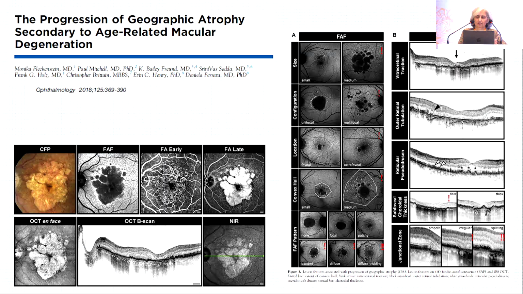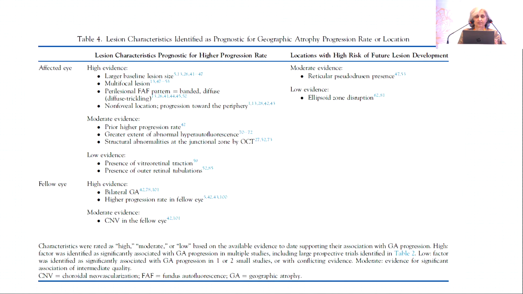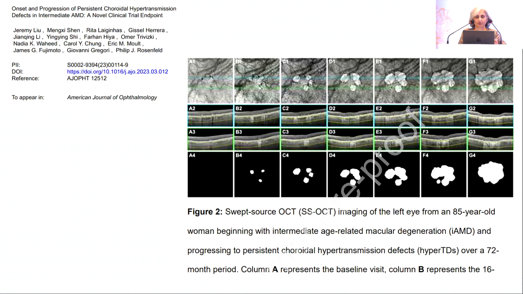Various risk factors that are at high risk for atrophy. You have multiple areas of autofluorescence abnormalities; multifocal, extrafoveal is more at risk of progressing, and then you have patches like diffuse, banded, and diffuse trickling patches of hyperautofluorescence, which carry a high risk of progression. In addition, thin choroid can also cause progression. And these are the various risk factors which are well known to cause progression of GA.